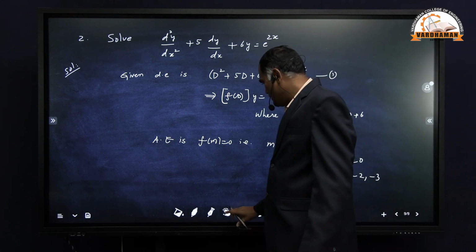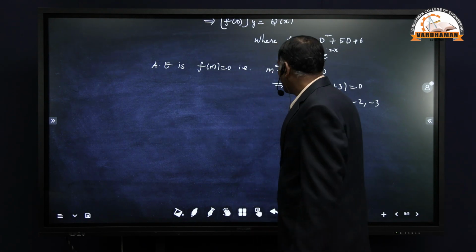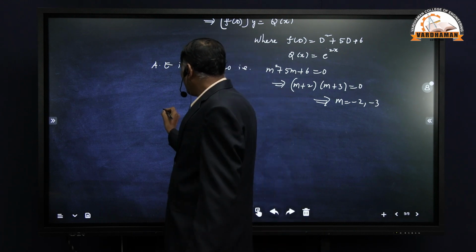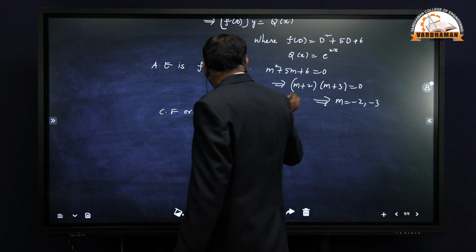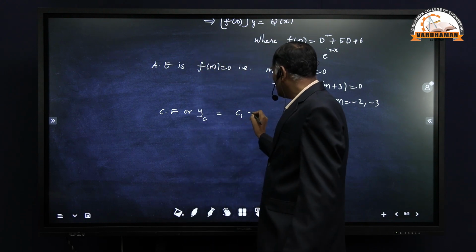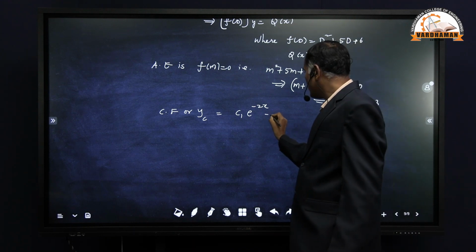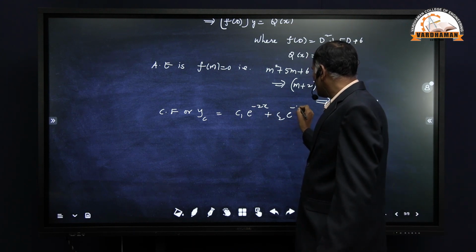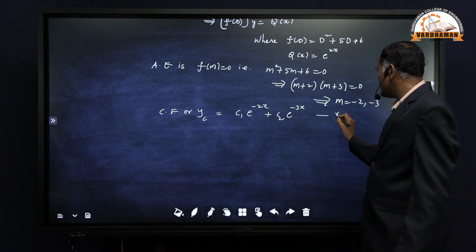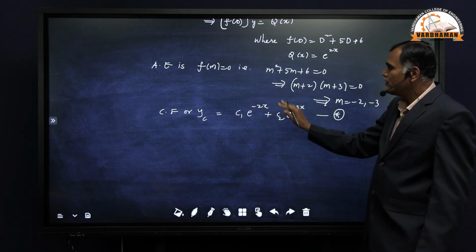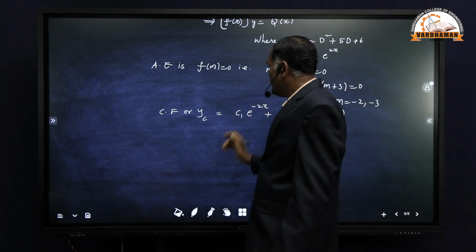So let us first write the complementary function. In this case, the complementary function is given by, since your roots are real and distinct, we write like this. This is a solution corresponding to the first root. Now this is a solution corresponding to the second root, where C1 and C2 are arbitrary constants. Now this is the complementary function of this given problem. Now let us find a particular integral.